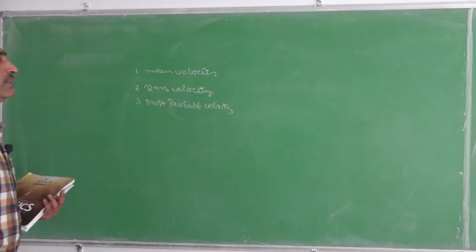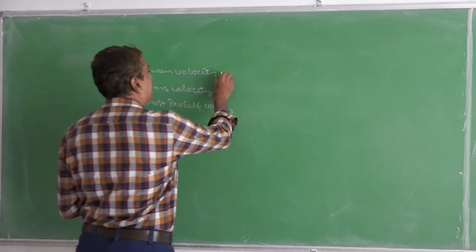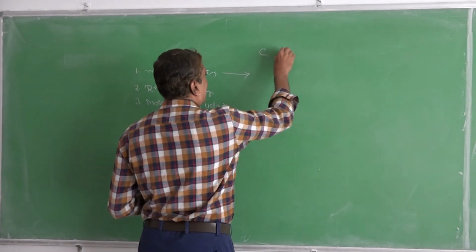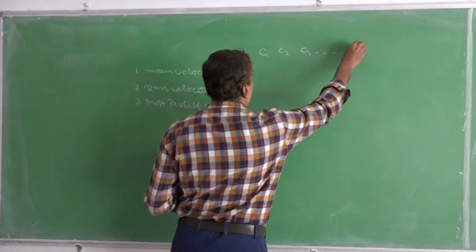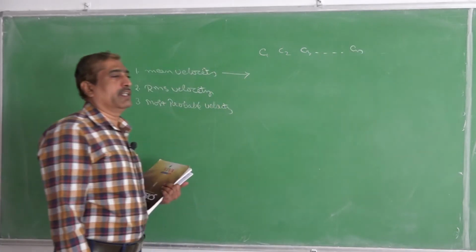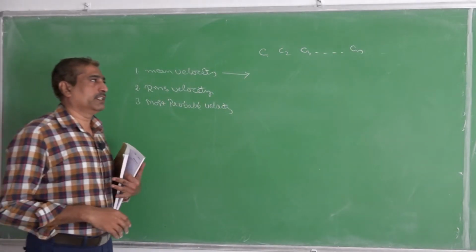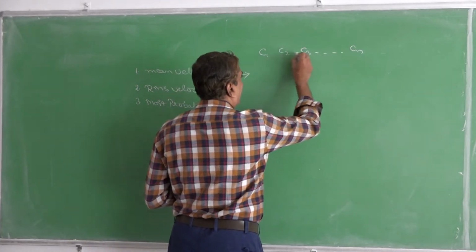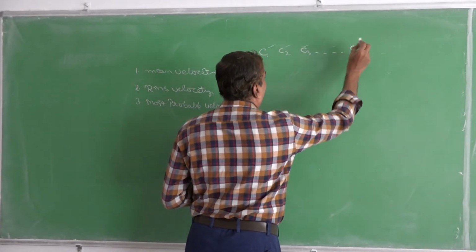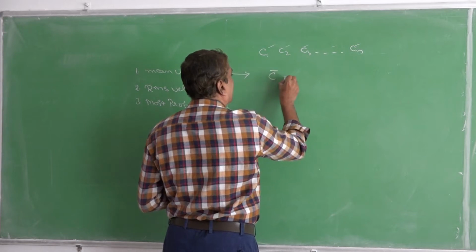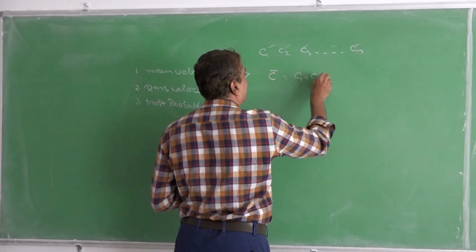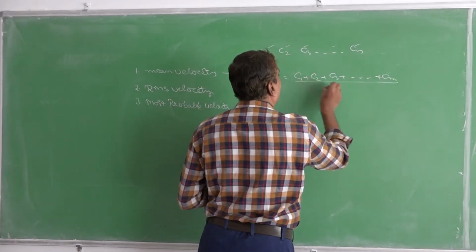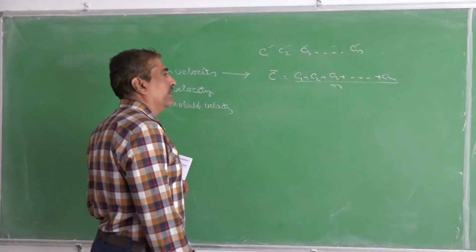Mean velocity is simply the average of the velocities. That is, if C1, C2, C3, etc. up to Cn are the velocities of gas molecules in a particular vessel, that means there are n number of molecules having different velocities, then the average velocity C bar is C1 plus C2 plus C3 plus etc. Cn by n. So this is the average velocity.